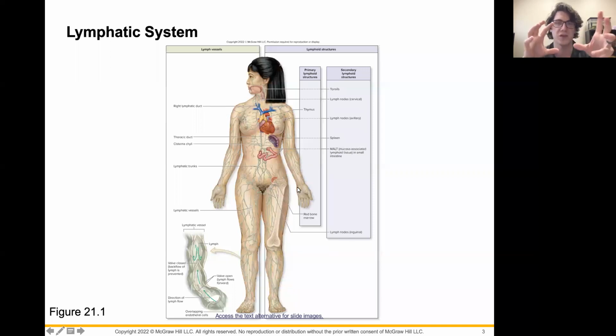So like I said before, these lymph nodes are basically just kind of a housing site for particular white blood cells. Now we also have our spleen, which is going to be very important. We'll talk about that momentarily.